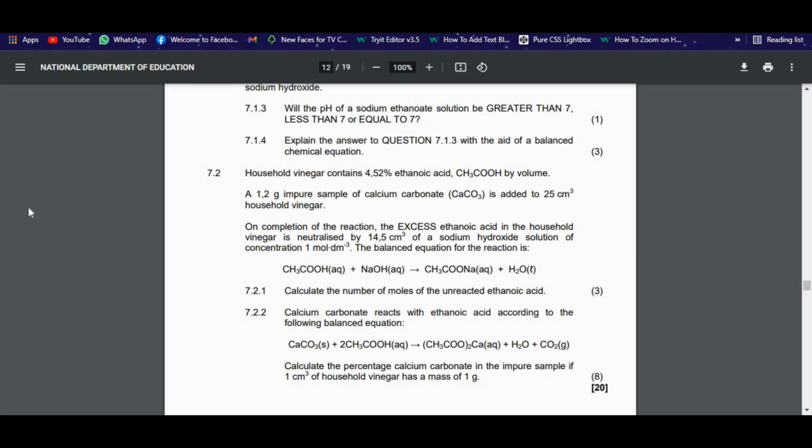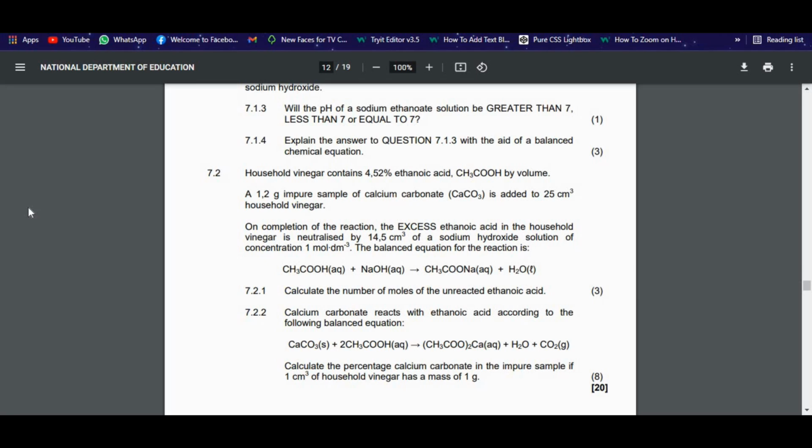Okay, let's make sure we track all those numbers and all the volumes and all the concentrations of all those substances. It's nice to track it just on the right-hand side of your answer script in pencil, if you wish to erase it. Otherwise, in pen can also be fine, just so you can jot down everything you need for the question. Now, they've given us the balanced equation there. Everything's in a ratio of 1:1. Calculate the number of moles of unreacted ethanoic acid.